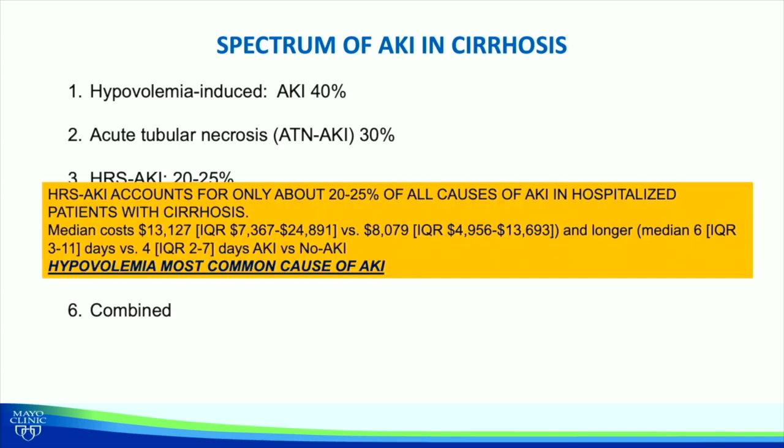To summarize the scope and spectrum, hepatorenal syndrome accounts for only about 20 to 25% of all your patients with acute kidney injury. When patients have acute kidney injury, it's more expensive, and they're going to stay in hospital longer, and hypovolemia is going to be your most common cause of acute kidney injury.